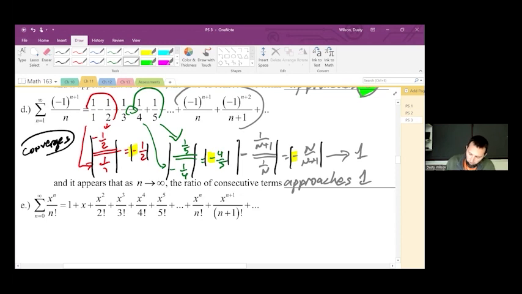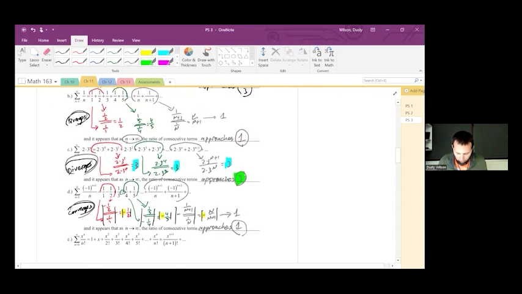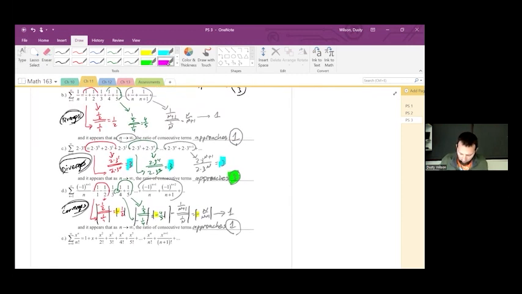It approaches 1. So here we're getting 1. And again, it's 1. And this time it converges. If you look back up and compare this to example B, notice in the case of B, the limit approached 1, but we diverged, whereas in D, it approached 1 and we converged. And we'll talk more about this later.